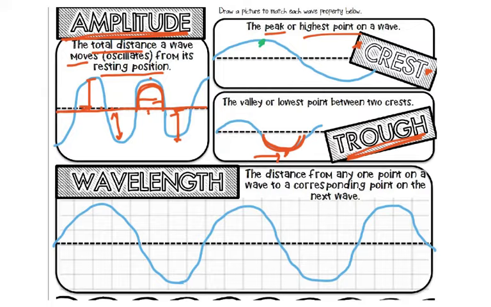Another property that we measure is called the wavelength. The wavelength is the distance from any one point on a wave to a corresponding point on the next wave. So how far does it take to get from one point on the wave to that same point on the next wave? So if we want to go from this point right here, how long does it take to get to that same point on the next wave? How long is the wave? And this is called the wavelength. It's really just saying how long is our wave.